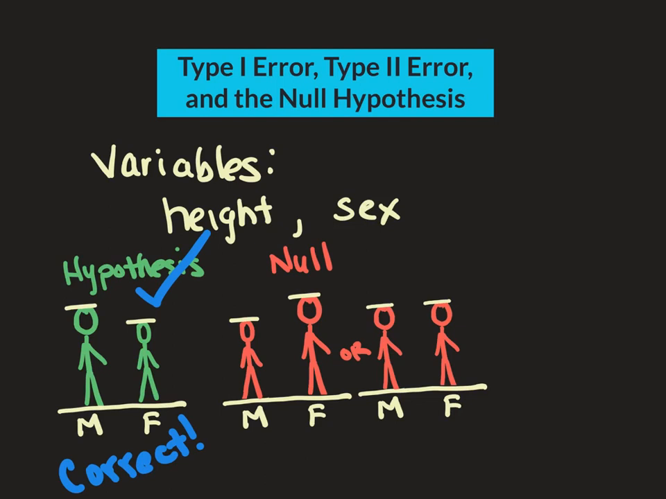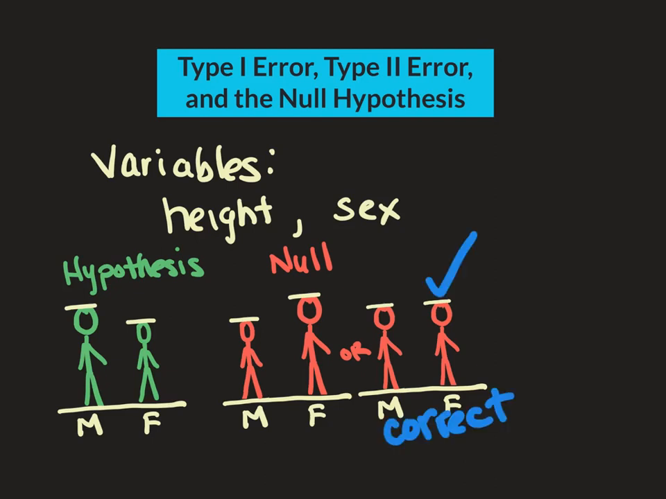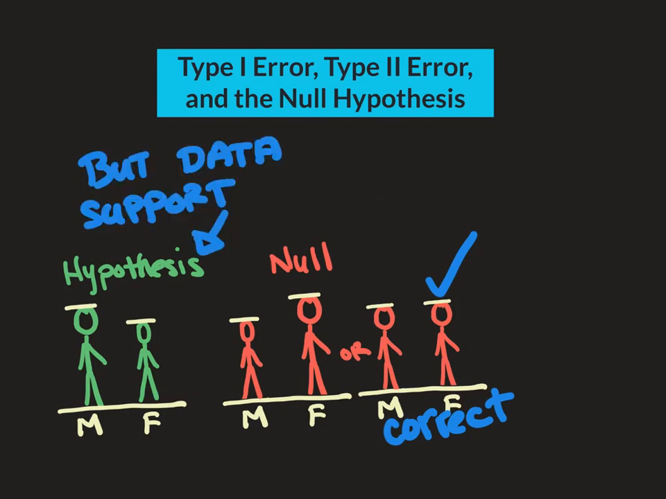But let's say that my evidence showed that males were taller than females, but in reality outside of my data set, this is not true, and in fact males and females are the same height on average. If my evidence showed that my hypothesis was correct and that males are taller than females on average, and thus I reject the null when the null was actually correct, then I have made a type 1 error.